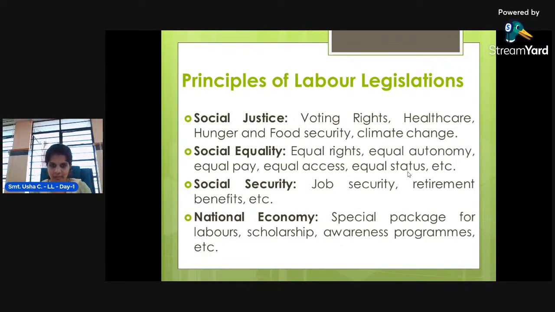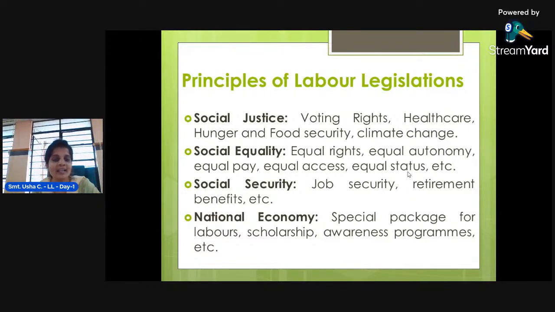So as a part of social justice, the organization must follow the regulations. Otherwise it will be a problem for them, because the employee feels that the organization is not in favor of the employees. When the organization is not in favor, definitely they may not come forward to work hard for the organization, right? Next, social equality. Social equality here, as a part of equality, equal rights must be given.